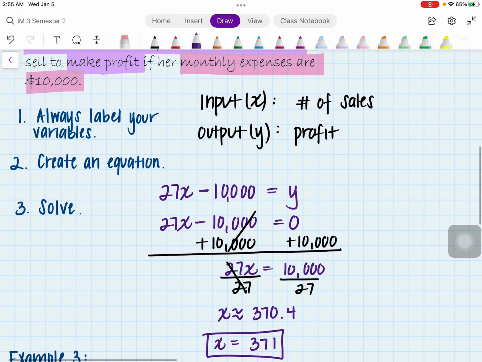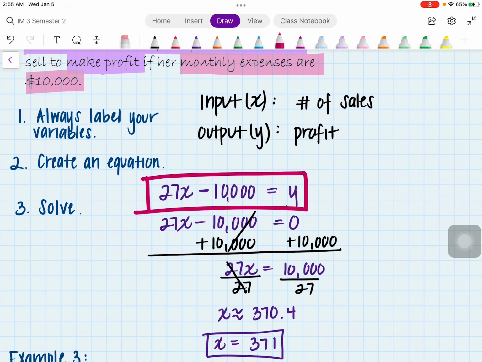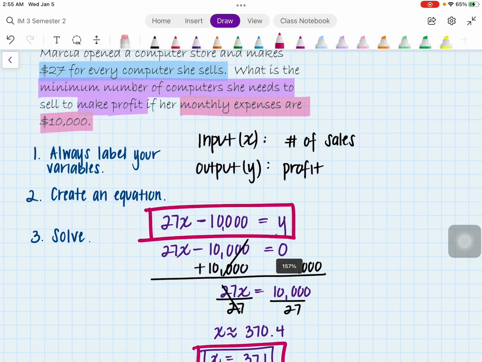All right. Now, one thing, guys, when you do, it is going to be asking for two answers. First answer is your equation. Second answer is the solution for the variable.